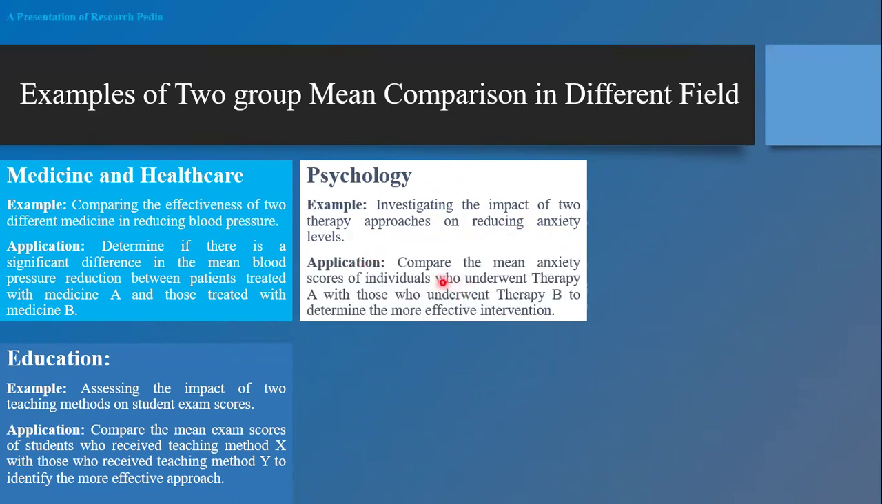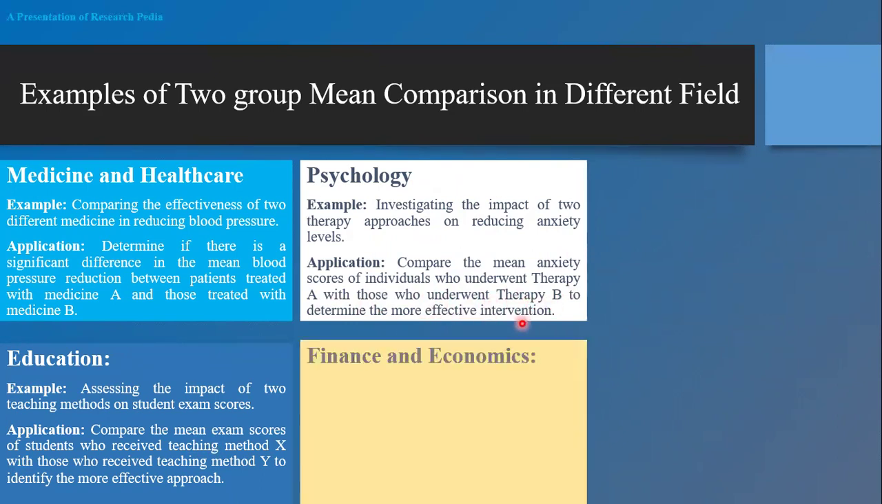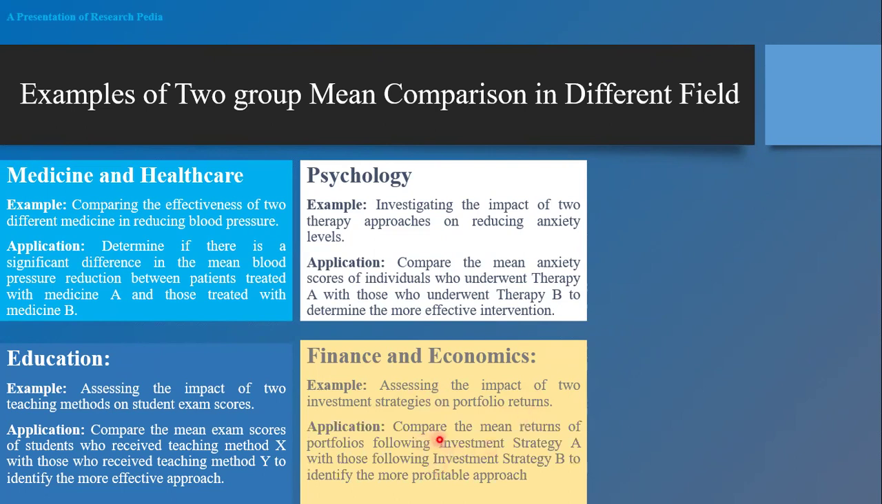We can do it by comparing the mean anxiety scores of individuals who underwent therapy A with those who underwent therapy B to determine the more effective intervention. In the same way, if you are interested in finance and economics, you may be interested in assessing the impact of two investment strategies on portfolio return. So we can compare the mean returns of portfolios following investment strategy A with those following investment strategy B to identify the more profitable approach.